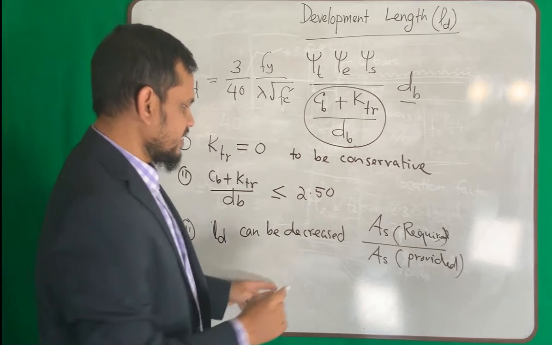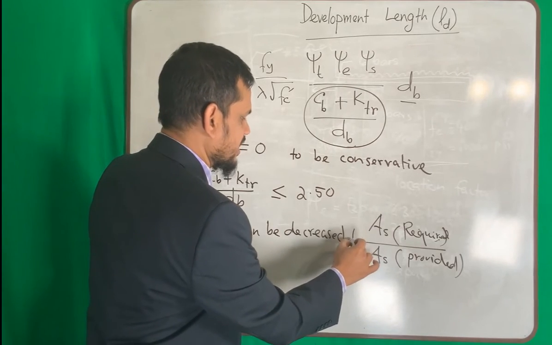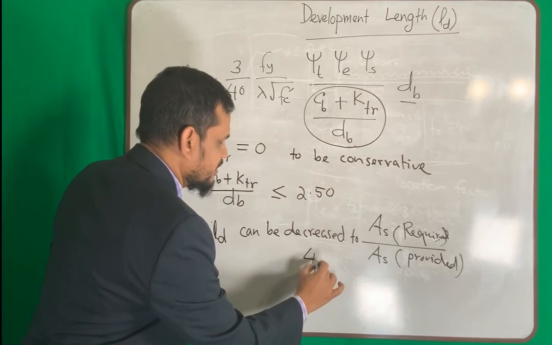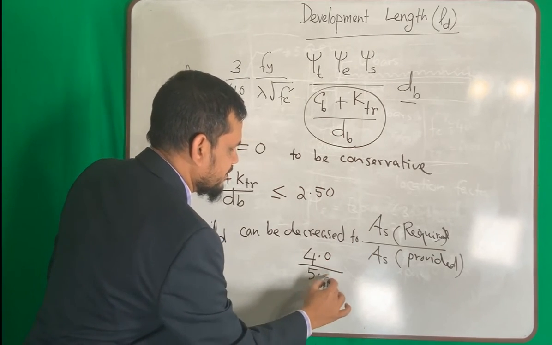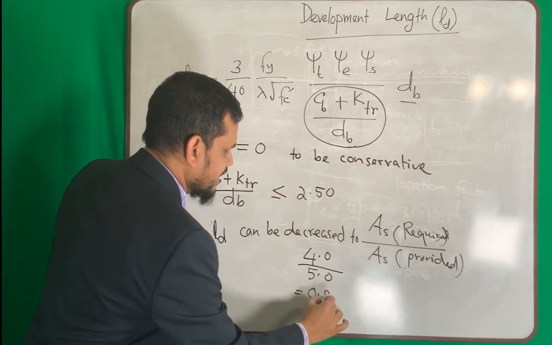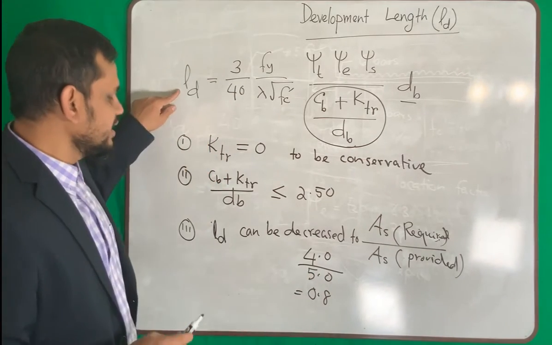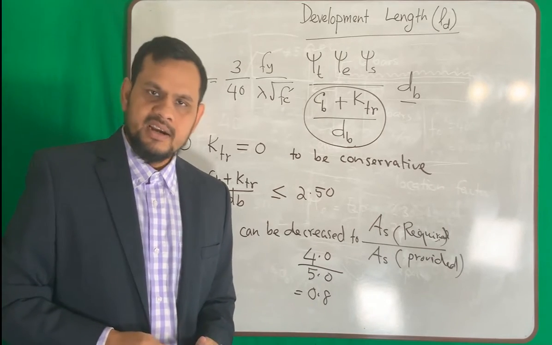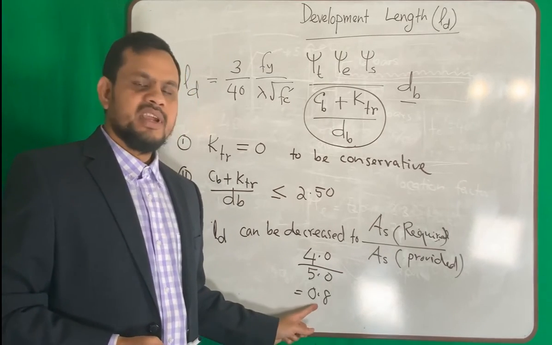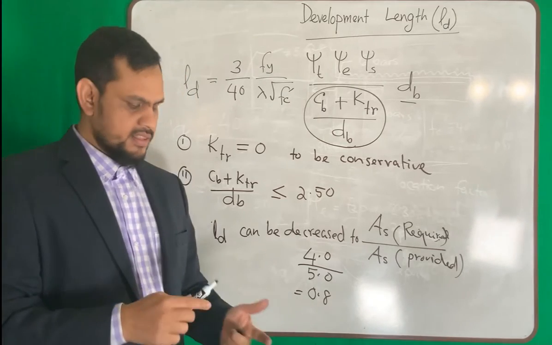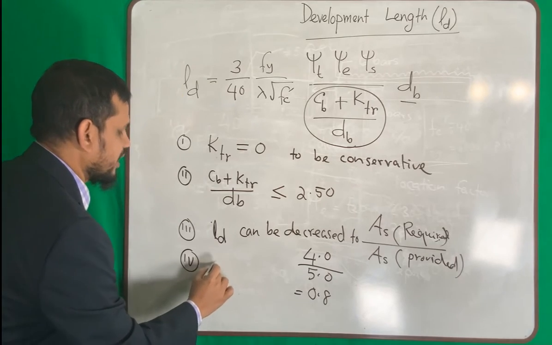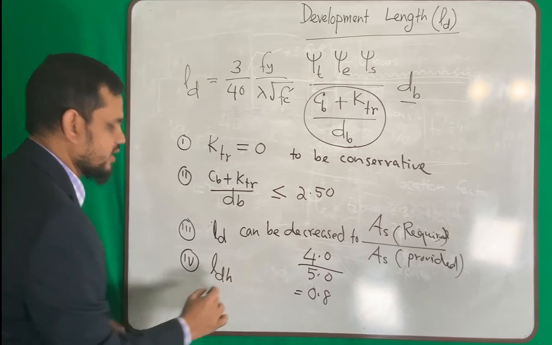So it can be decreased. Say you need 4, you are providing 5, that means 0.8. So whatever your LD is, you can multiply by 0.8. Say if your LD is 100 inch, you can provide 80 inch. That is the explanation.